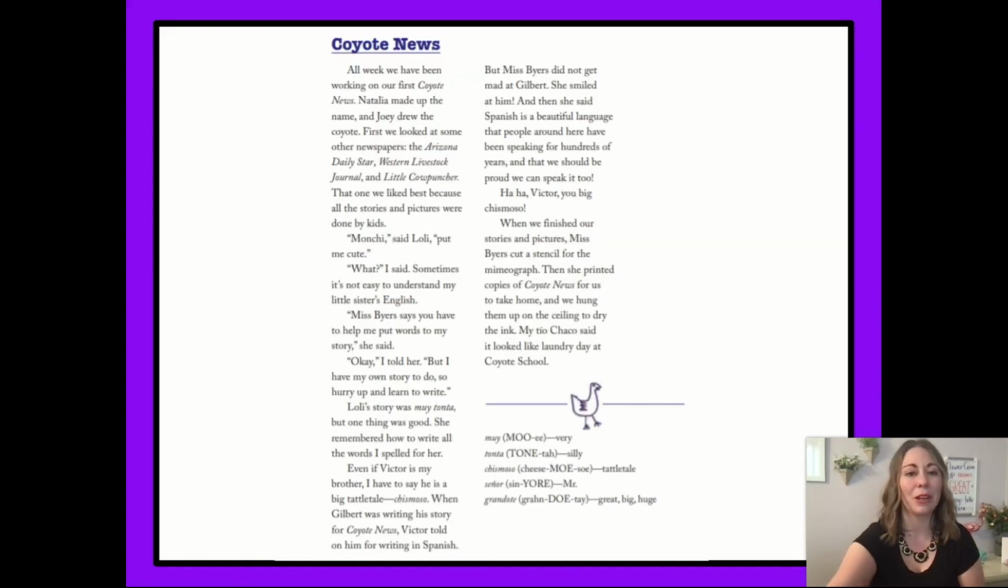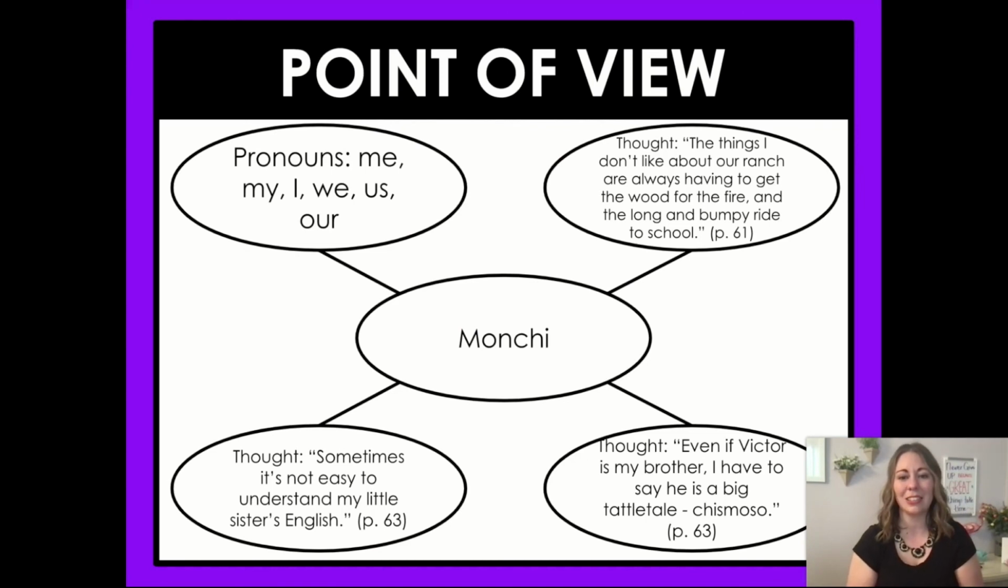And then lastly, one other thing that we can see: "Even if Victor is my brother, I have to say he is a big tattletale." Chismoso. Remember that we learned that the word chismoso means a tattletale in Spanish. So we know his little sister doesn't speak the greatest English. His other brother is a big tattletale, and he doesn't really like the long ride to school. So we're starting to get to know a little bit more about Monchi just from the things that he is telling us. Because remember, being a first-person narrator, he's talking directly to us, the reader, and telling us about his life.